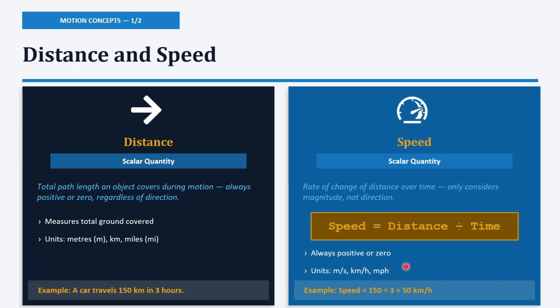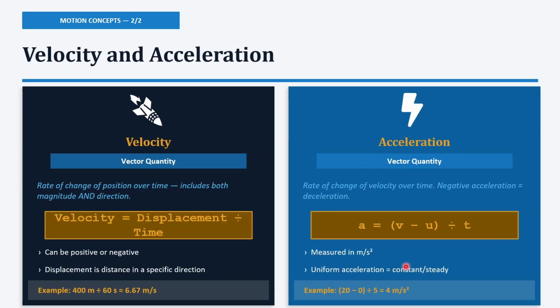Now, it's important to note that distance and speed are scalar quantities. That is to mean that they do not have any direction. Now, let's move to the next two important concepts about motion.